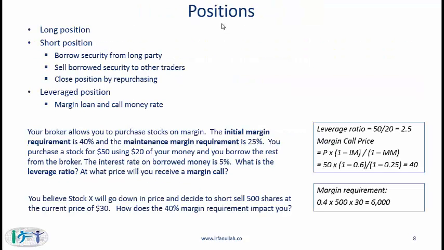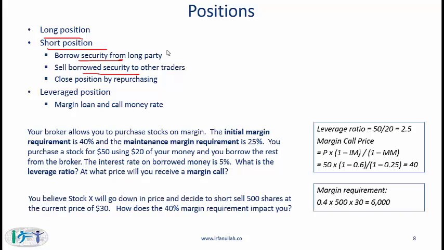Moving now to the sorts of positions that you can take in securities. The most basic position is a long position. Here you essentially buy a stock or buy some asset. So when you buy an asset, you say that you have a long position. When we talk about a short position in the context of a stock or a short sale, here is what this means. When you are going short on a stock, you borrow the stock from the long party. You sell the borrowed security to another trader, and then later you close your position by repurchasing that stock and returning it to the original entity.